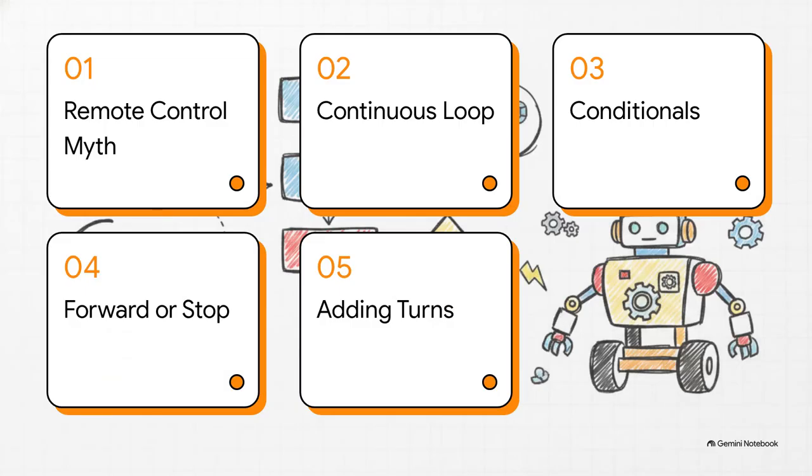Okay, let's dive right into our roadmap for today. First, we've got the remote control myth. Second, the continuous listening loop. Third, conditionals make the choice. Fourth, example forward or stop. And fifth, your challenge adding turns.